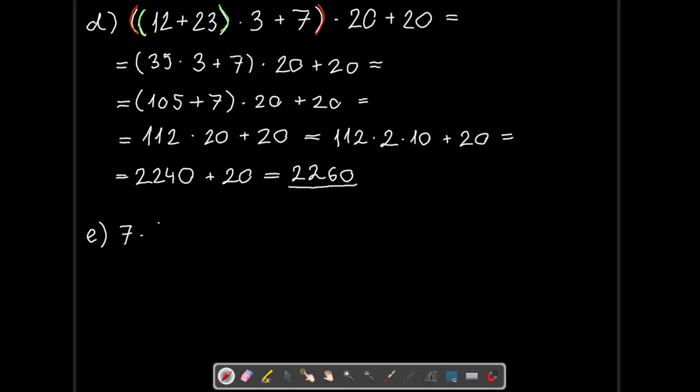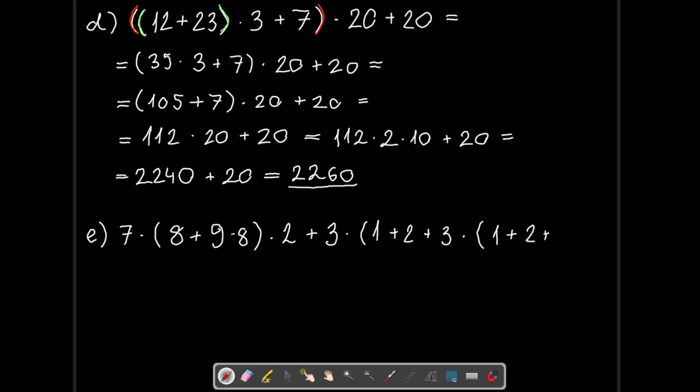We have 7 times (8 plus 9 times 8) times 2 plus 3 times (1 plus 2 plus 3) times (1 plus 2 plus 3). Okay. A very long expression and a lot of brackets here.